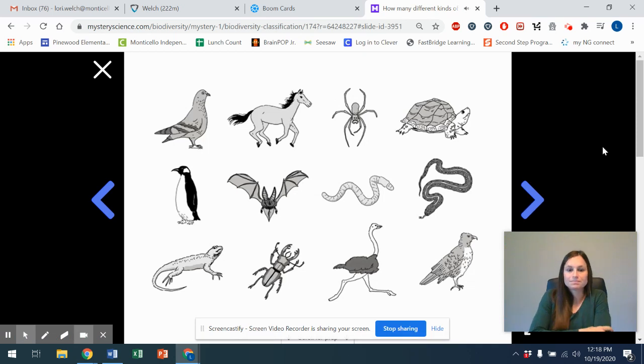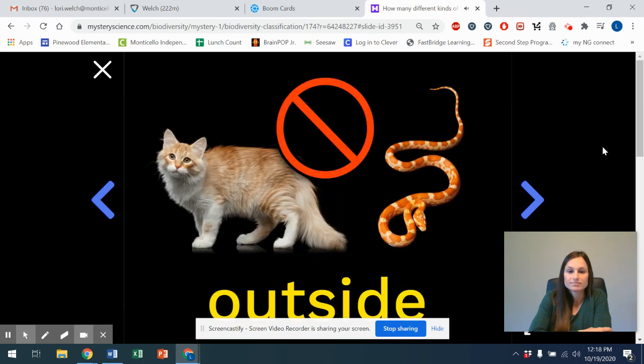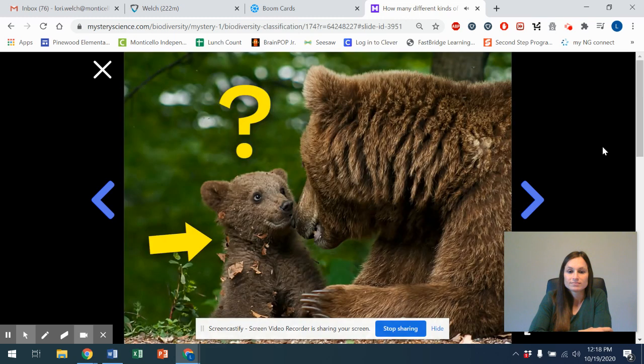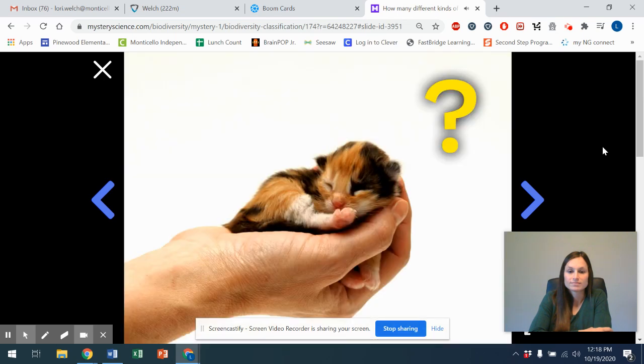When scientists are figuring out which animals to group together, they do look at the outside of an animal for clues about how to group them. For example, they might put animals that are furry and animals that are not furry into different groups. But they don't just think about what an animal looks like on the outside. Scientists also think about where the young animals come from. Do they hatch from an egg, like chicks and ducklings? Or are they born like kittens and puppies? Those don't hatch from eggs.